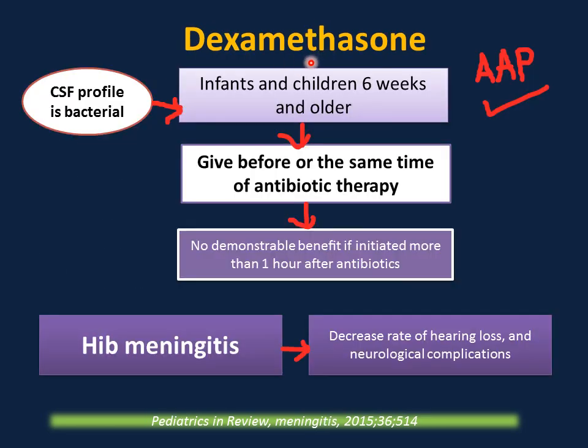Do we need to give dexamethasone for cases of meningitis? The American Academy of Pediatrics recommended that for infants and children 6 weeks and older, if the CSF profile looks bacterial, give dexamethasone before or at the same time as antibiotic therapy. There is no benefit to giving dexamethasone if the antibiotic was already given 1 hour or more earlier. So less than 1 hour is okay, but after 1 hour there is no benefit. Why do we give dexamethasone? Because in cases of Haemophilus influenzae meningitis, dexamethasone may decrease the rate of hearing loss and neurological complications.